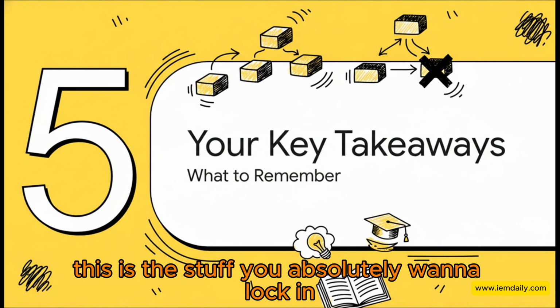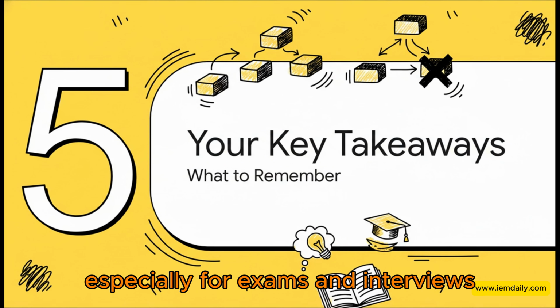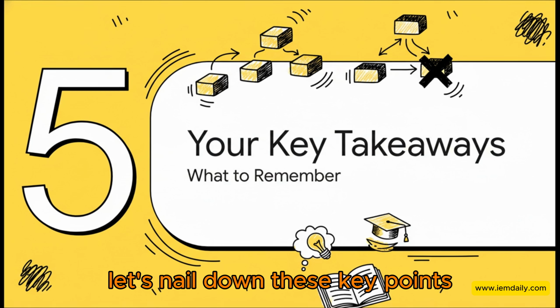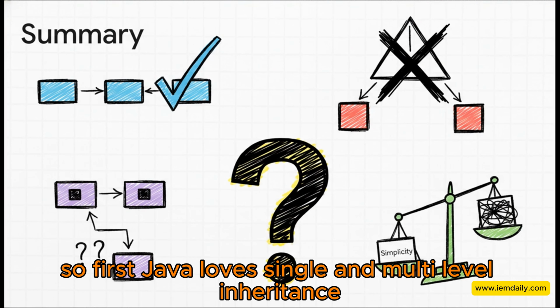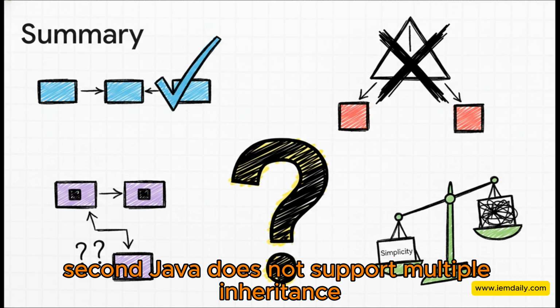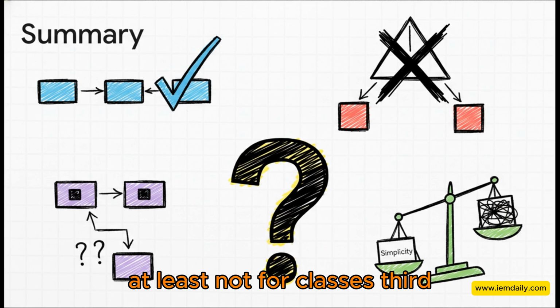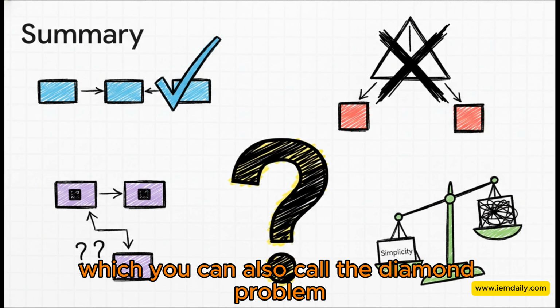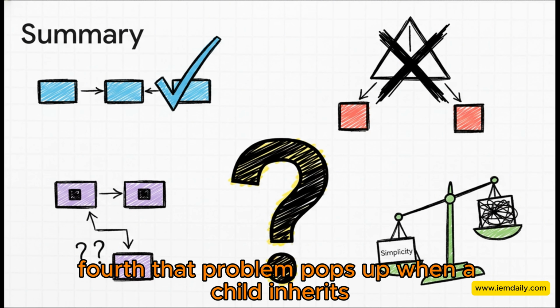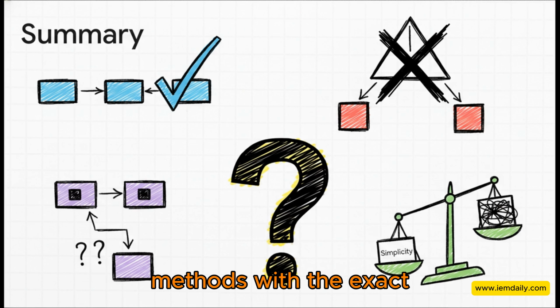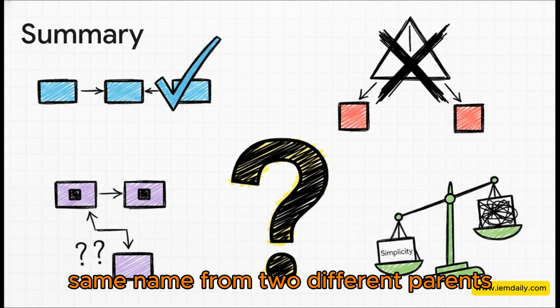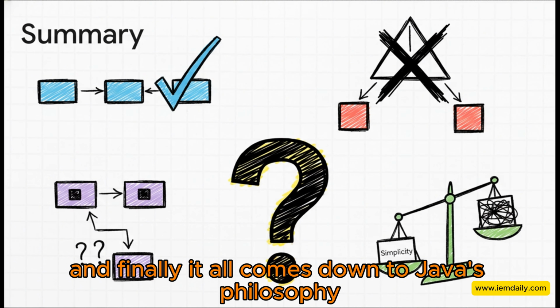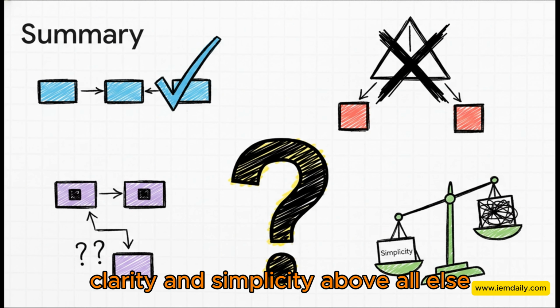All right, let's do a quick recap of everything we just covered. This is the stuff you absolutely want to lock in, especially for exams and interviews. Let's nail down these key points. So first, Java loves single and multi-level inheritance. They're clear, they're simple. Second, Java does not support multiple inheritance, at least not for classes. Third, the big why is to avoid the ambiguity problem, which you can also call the diamond problem. Fourth, that problem pops up when a child inherits methods with the exact same name from two different parents. And finally, it all comes down to Java's philosophy: clarity and simplicity above all else.